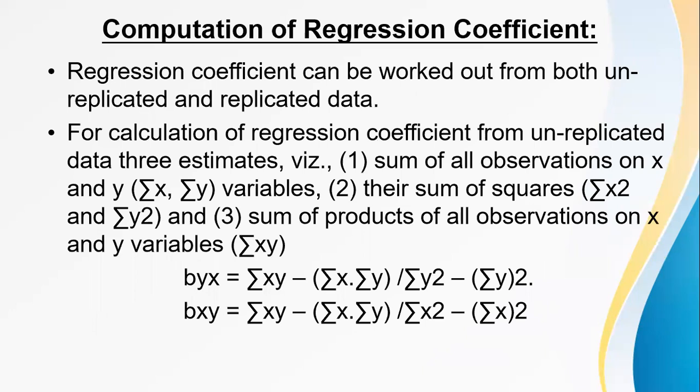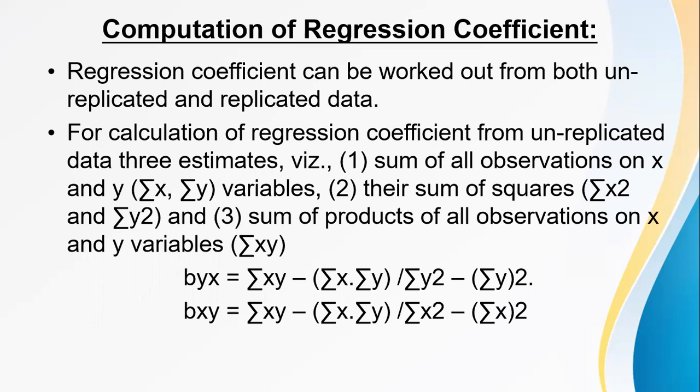Computation of regression coefficient. The regression coefficient can be worked out from both unreplicated and replicated data. For calculating the regression coefficient from unreplicated data, three estimates are needed. First, the sum of all observations on x and y, that is, the sum of x and the sum of y variables. Second, their sums of squares, sum of x square and sum of y square. And third, the sum of the products of the observations on x and y variables.